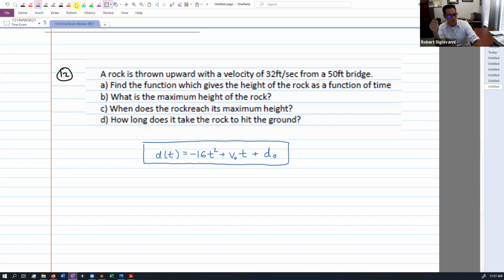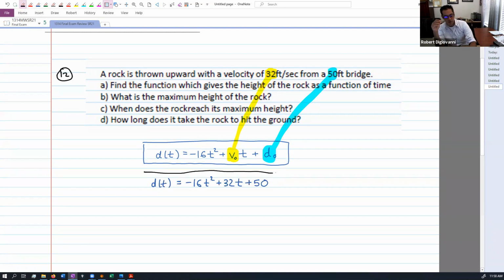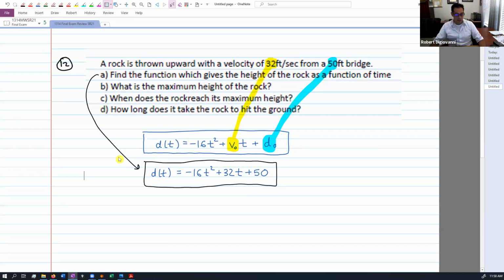Now, for the problem, this 32 feet per second will represent your velocity, and you'll know that because it says feet per second. And this 50 feet will be this d naught, which is your starting height. So that means you can rewrite this as d of t equals -16t squared plus 32t plus 50. So now we have the specific quadratic equation for this particular rock. That's part A. Now we answer parts B, C, and D.